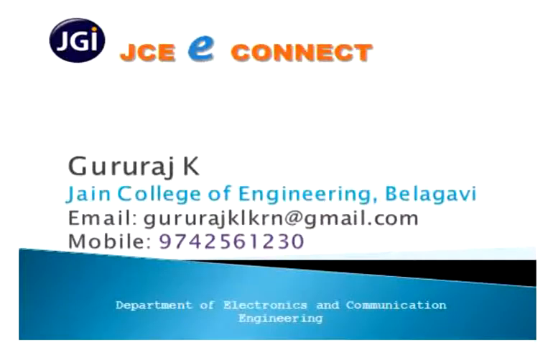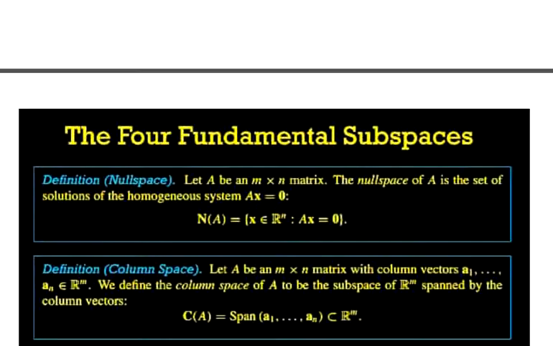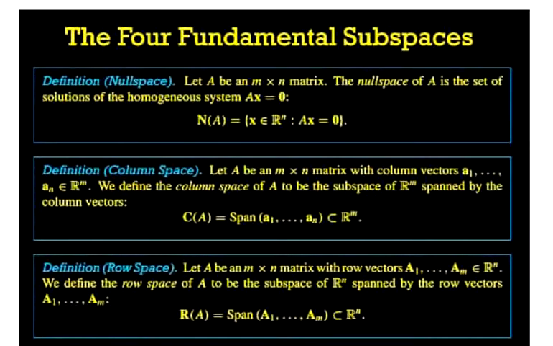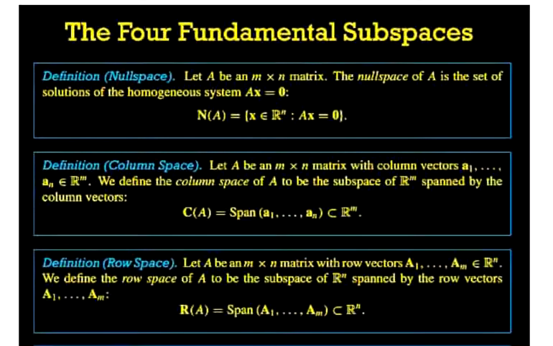Hello all. In this class, we are going to learn the four fundamental subspaces. The four fundamental subspaces are column space, null space, row space, and left null space. So we'll go through the definition first. Then we'll try to solve the problem, and we'll try to find all four subspaces and their basis vectors also.